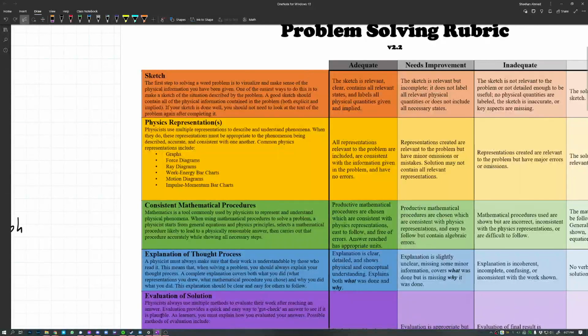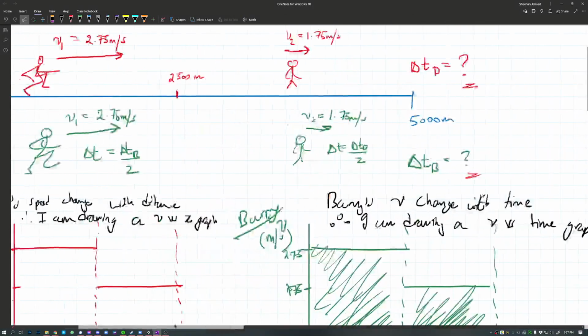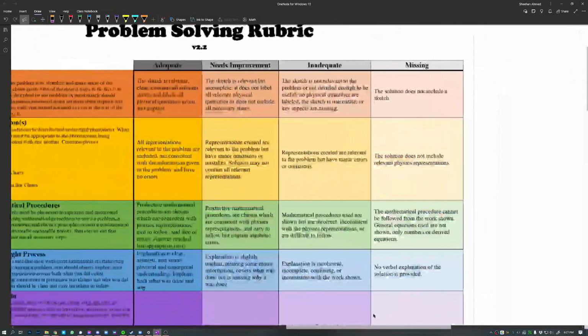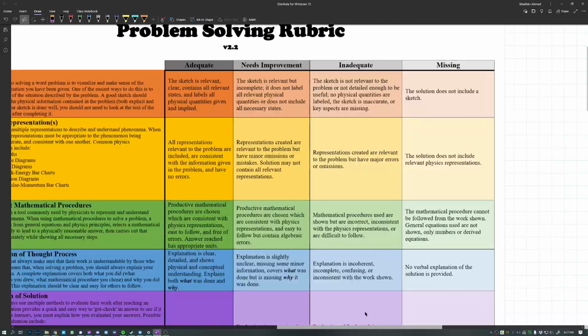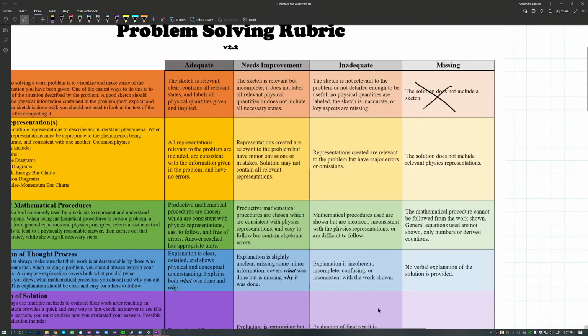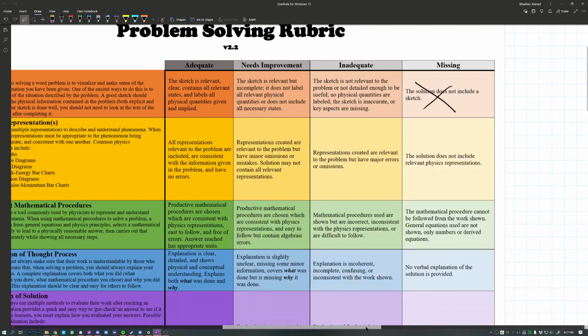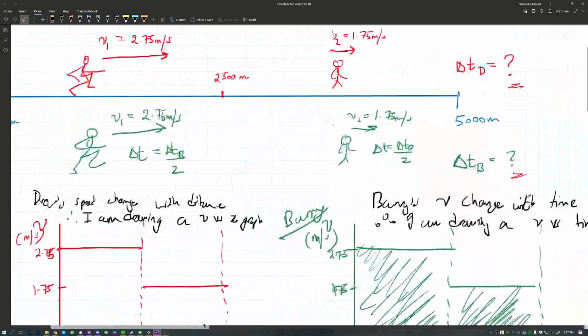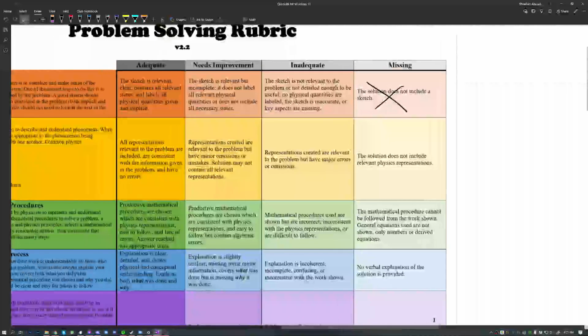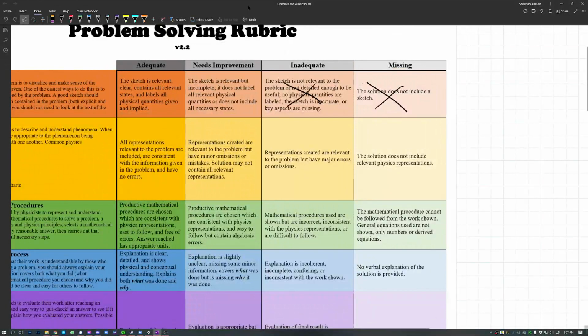Sketch. So you can always self-evaluate, self-grade before you hand in the problem. Solution does not include a sketch. Well, no, that's not it. Sketch is not relevant to the problem or not detailed enough. No physical quantities are labeled. The sketch is inaccurate. Well, the sketch is relevant. I drew Barry and Drew and their speeds, and I put in physical quantities, and everything got labeled. Yeah, maybe we added a few extra labels later, but physical quantities and labels are all there, so it's not inadequate. We're getting there.